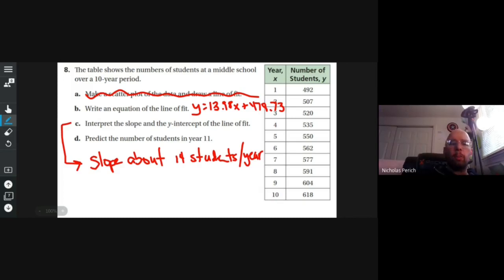And the y-intercept is always what you have at the beginning. So the y-intercept is 470, we'll round it up to 9 students at the beginning.